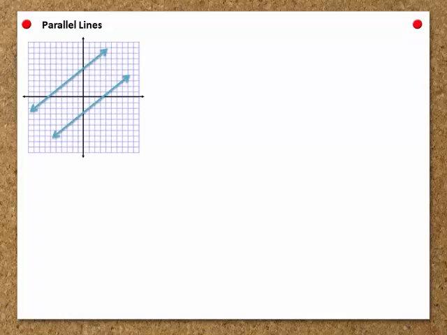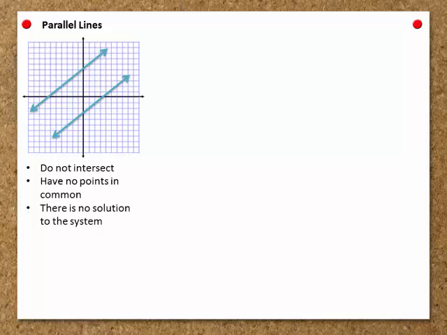Those relationships tell us some things. First, we have parallel lines. And parallel lines do not intersect. They have absolutely no points in common. Therefore, there is no solution to the system. This is called an inconsistent system.